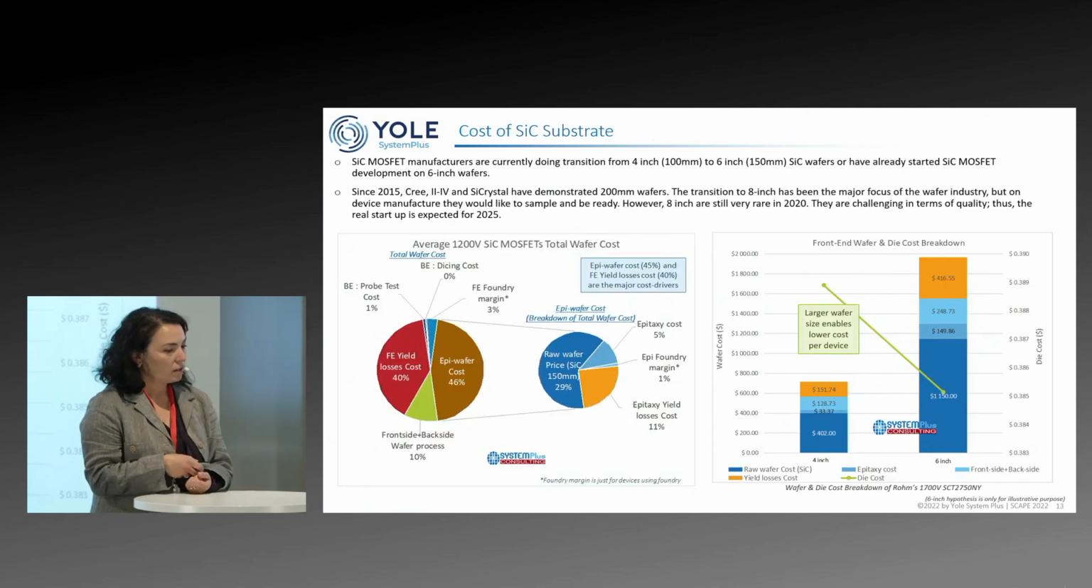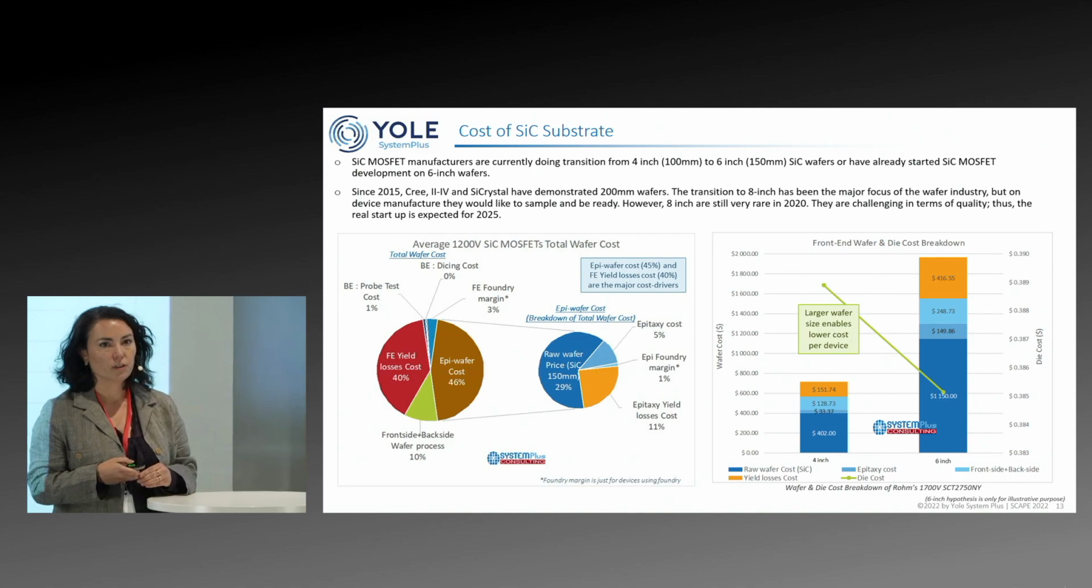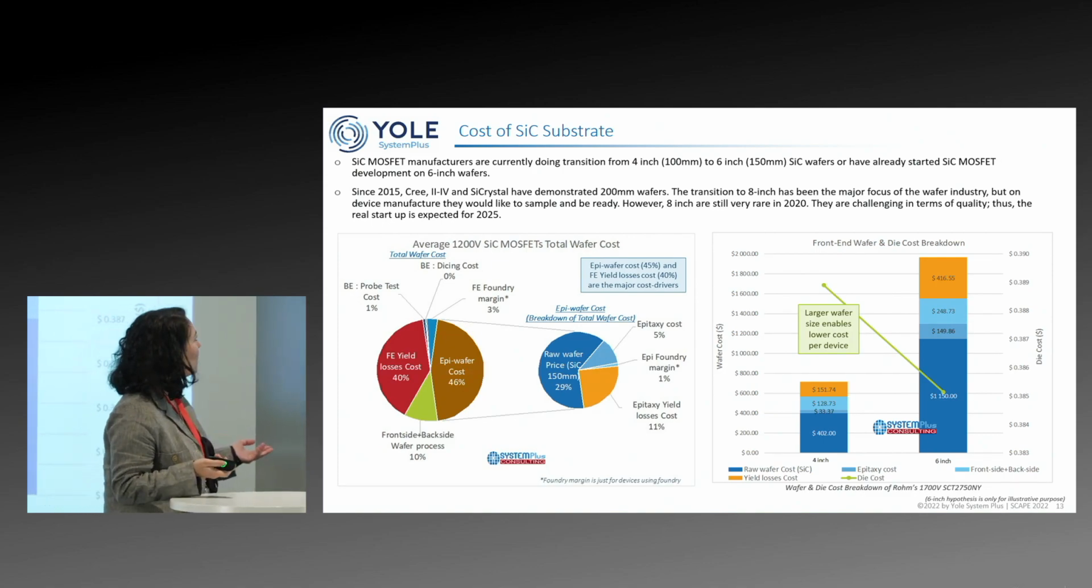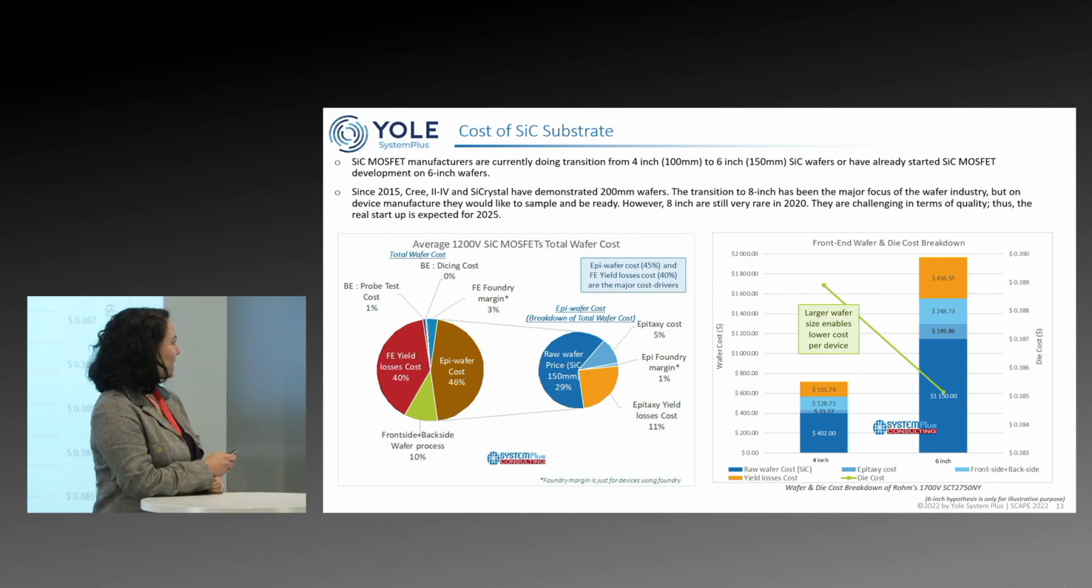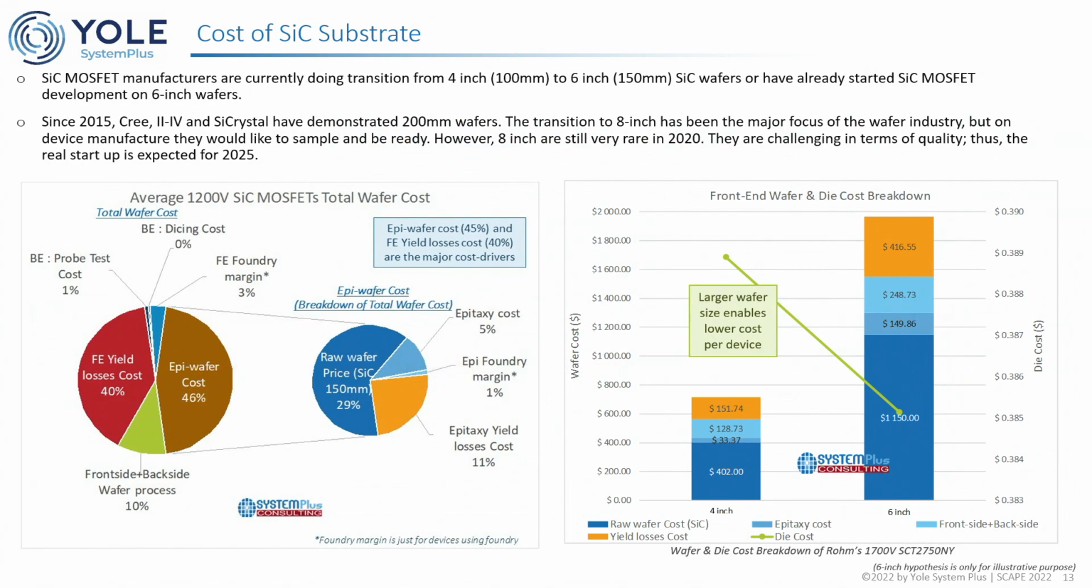So why is the cost of silicon carbide higher than silicon? Okay, we already said a bit, but here is our analysis of which factors impact the cost of devices the most. From what we see now, it's mainly the losses and the epi wafer cost.